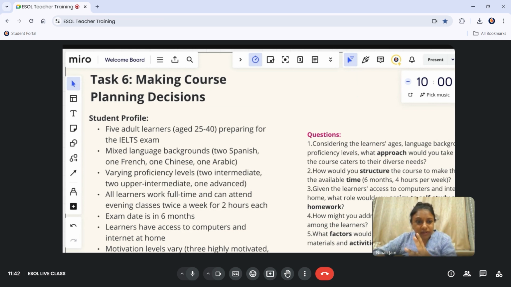There are 3 highly motivated learners and 2 moderately motivated learners here. So I'm going to group them into buddy groups and ask how they can motivate each other as buddies. For the moderately motivated people, they'll have the highly motivated people as their buddies.